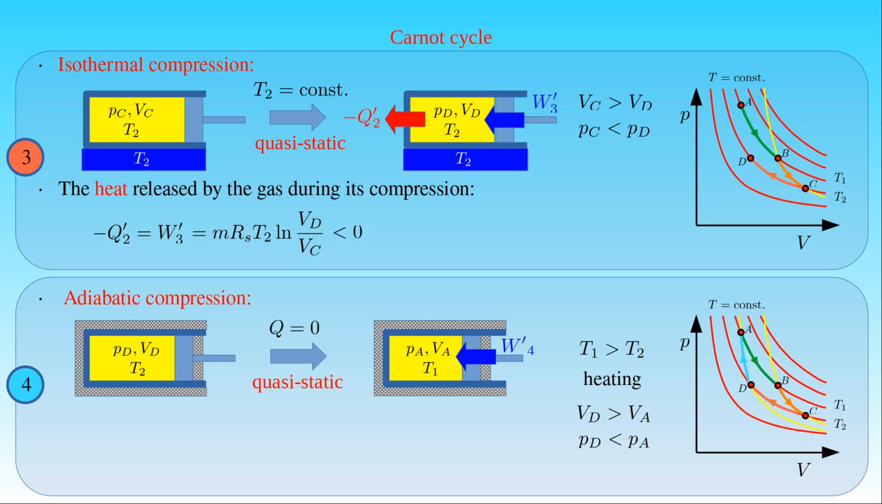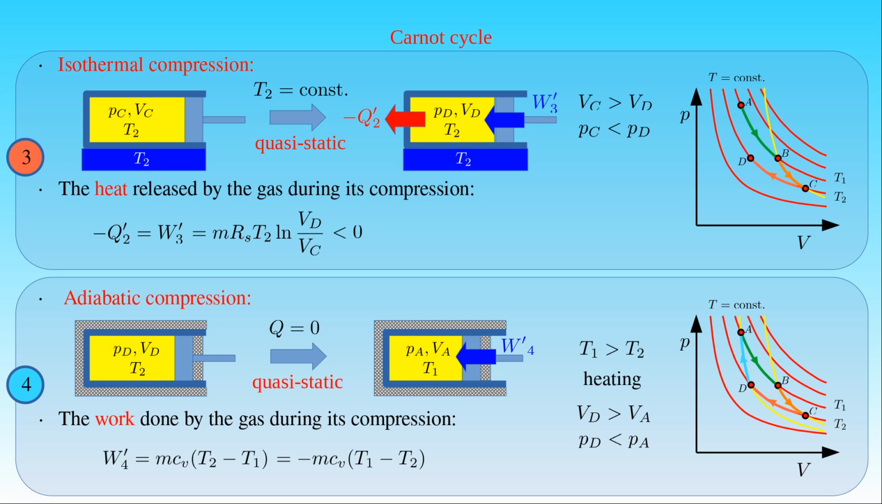There is no heat exchange between the gas and the surroundings during the adiabatic compression of the gas. As a result, the first law reduces to the equation stating that the pressure volume work W'4 done by the gas is equal to the change in its internal energy, which can be written as the mass m of the gas, times its specific heat capacity Cv for a constant volume, times the difference between its initial temperature T2 and its final temperature T1. This is equal to minus m times Cv times the difference between T1 and T2. The work W'4 is negative, since the final temperature T1 is greater than the initial temperature T2 for the warming gas.